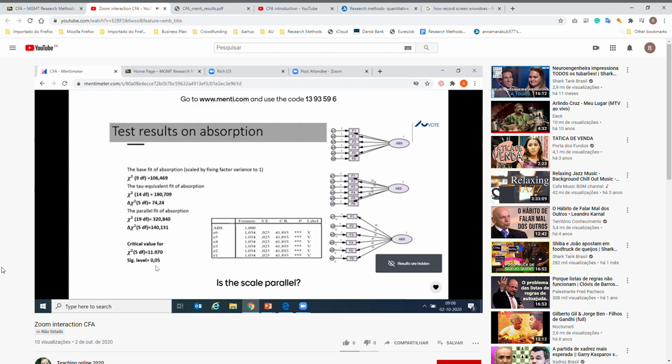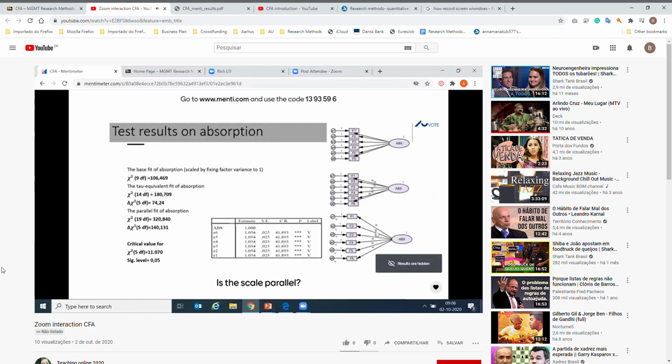So I'm giving you this number because you need it in order to say whether the test is passed or not. And because the value is 74 and the critical value is 11, well, that number is much larger. That means that the fit has worsened substantially. It's significantly worse. So this means that the tau equivalence test has not been passed. The coefficients cannot be set to be the same as each other. They're very different.